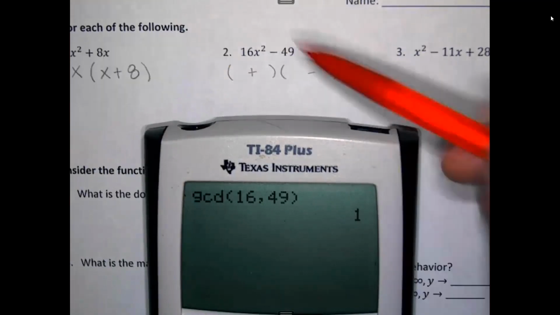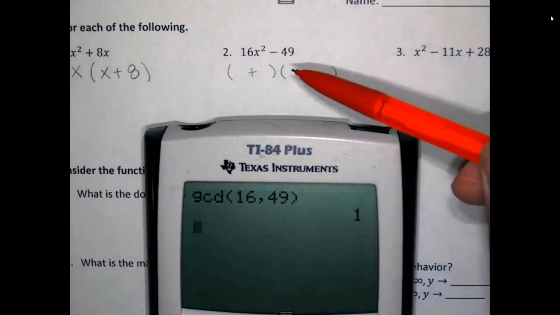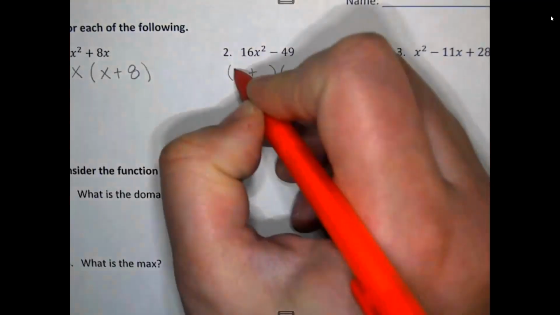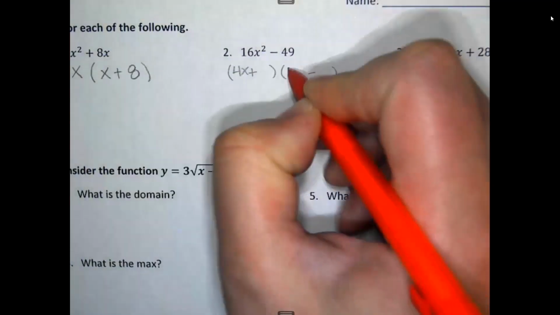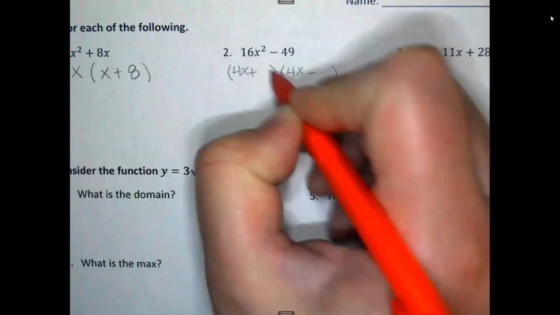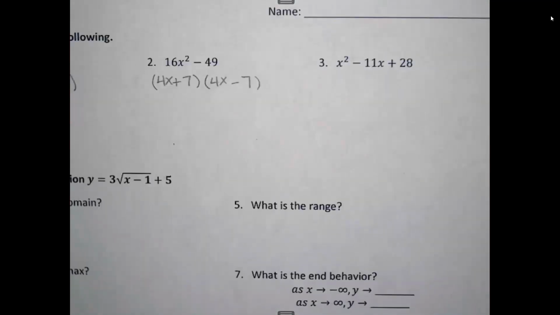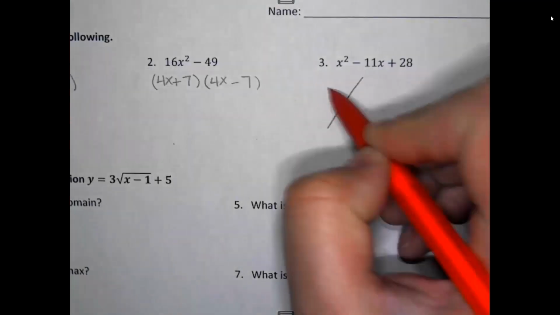And then if you look at the types of numbers, they are perfect squares. So 4 is the square root of 16, 4x, and then the square root of 49 is 7. So 4x plus 7, 4x minus 7.